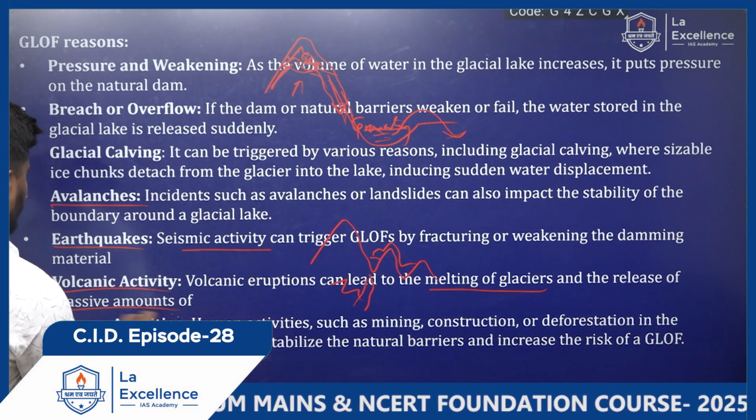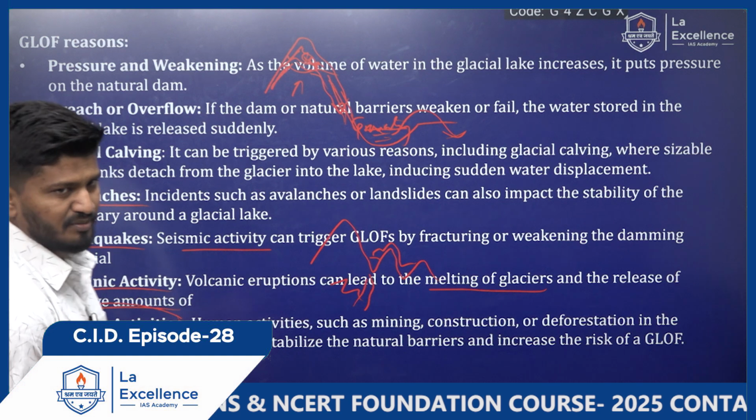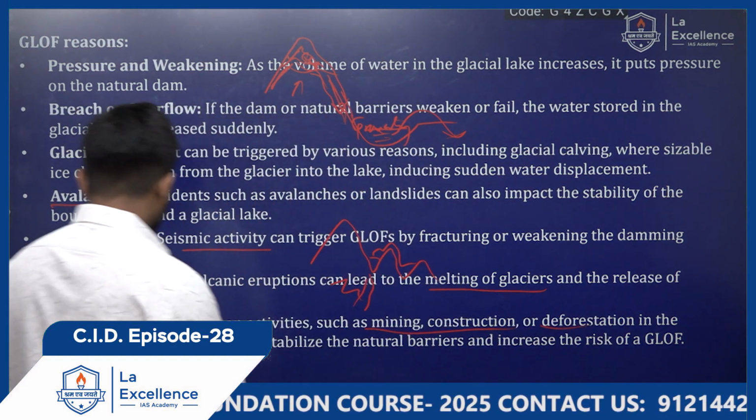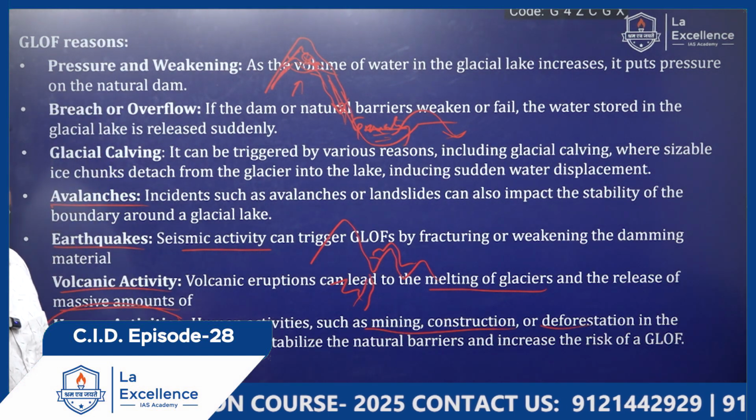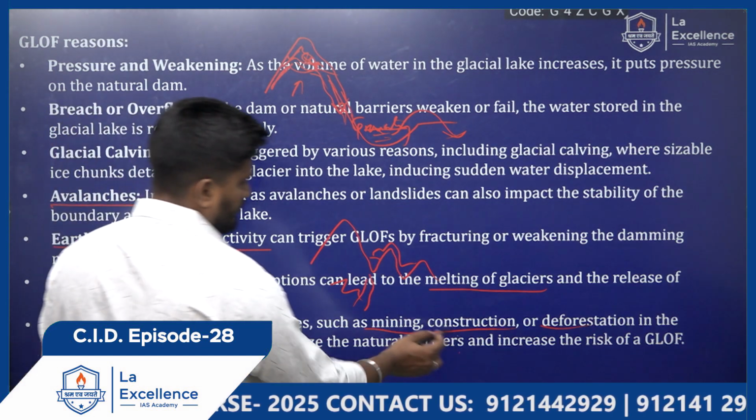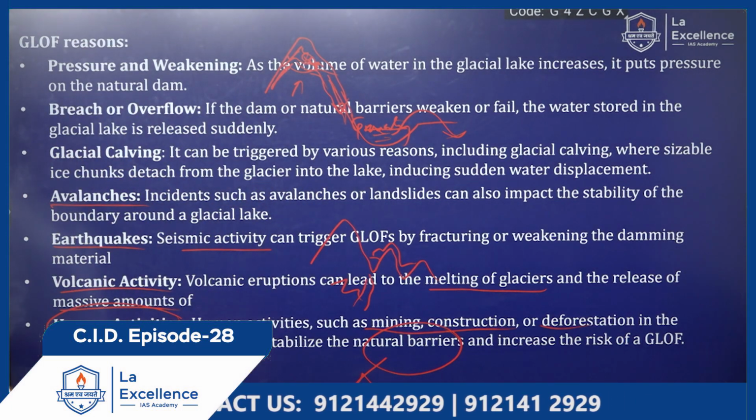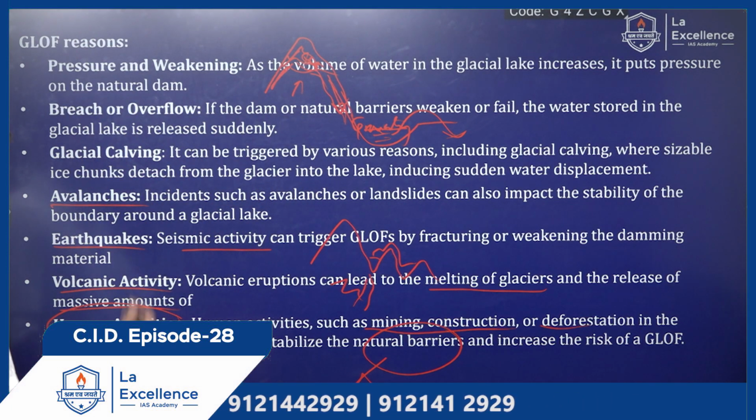And another cause is human activities. Human activities such as mining, construction, deforestation, and the variety of glacial lakes can destabilize the natural barriers. Whatever barriers are present here, the moraines may destabilize and result in the risk of GLOF. So these are certain reasons.